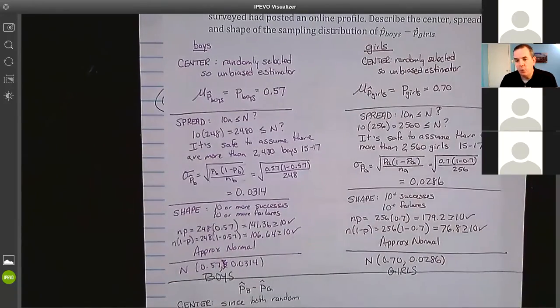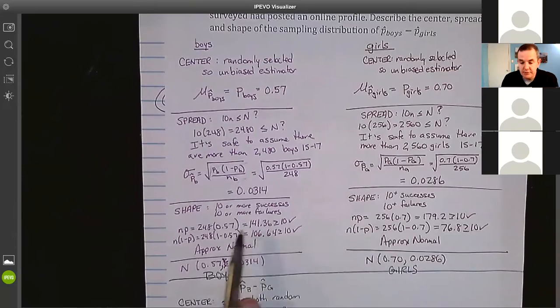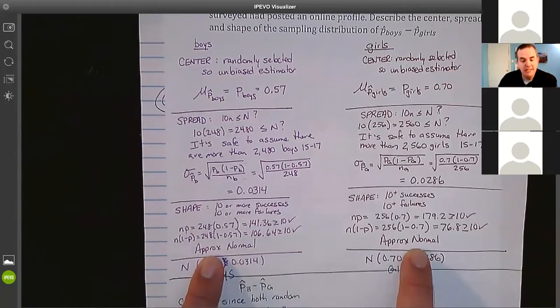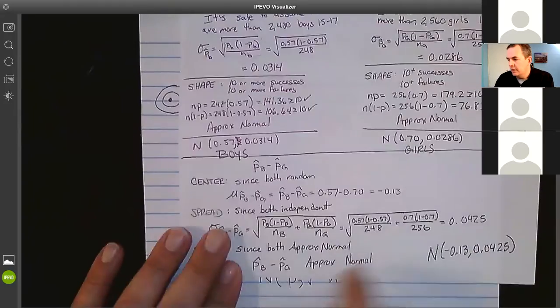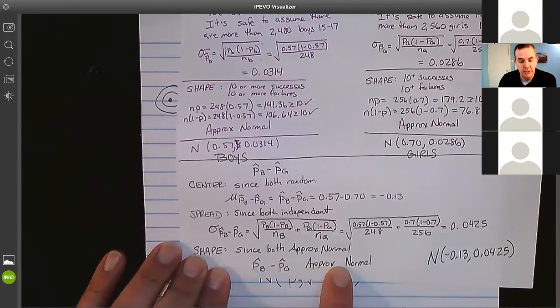And what we talk about putting them together is using those rules we learned about combining means and combining standard deviations. The easiest rule to know is this: if both of my distributions are approximately normal, like they are, when I combine two together, whether I add them or subtract them, the shape is going to remain approximately normal.